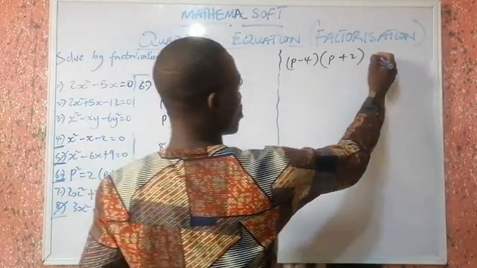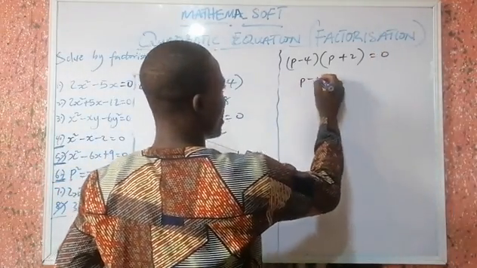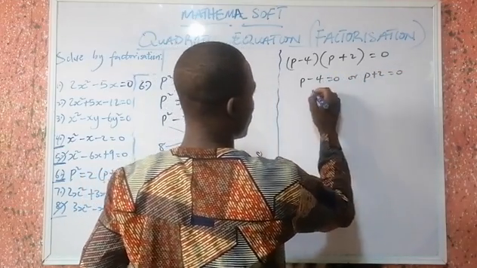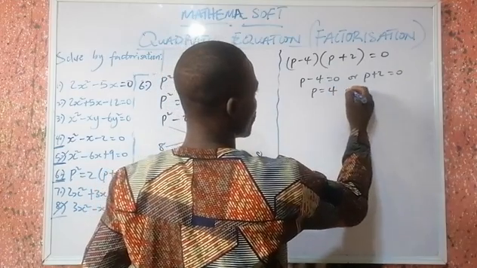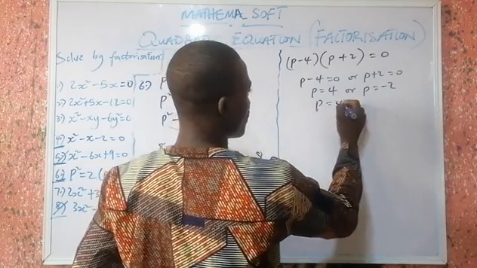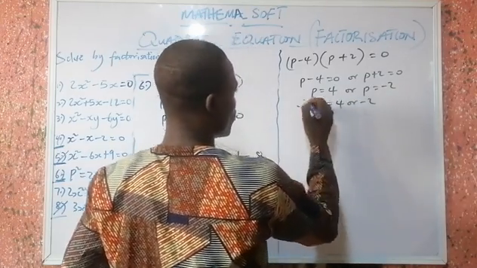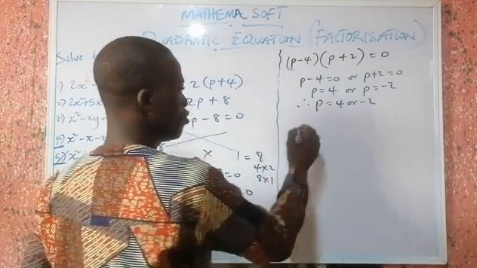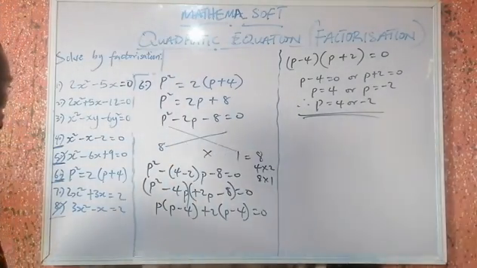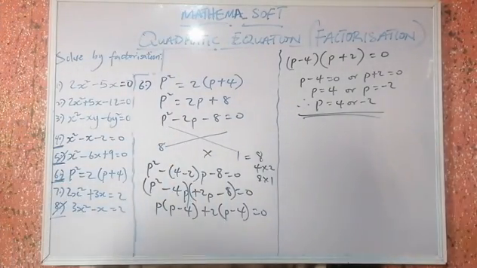And that equals 0. So p minus 4 equals 0, or p plus 2 equals 0. p equals 4, or p equals minus 2. p equals 4 or minus 2. That will be the solution to question number 6.